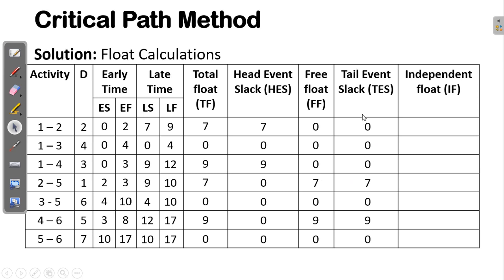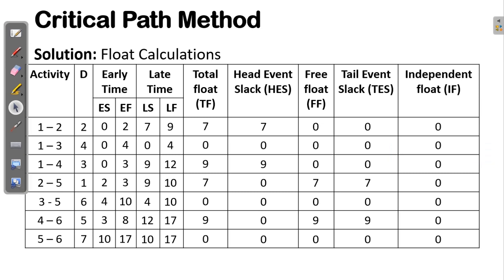After the tail event slack is computed, you are also in a position to compute the independent float, and the independent float is the difference between the free float and the tail event slack. Computing that difference, you are going to end up with this column here.